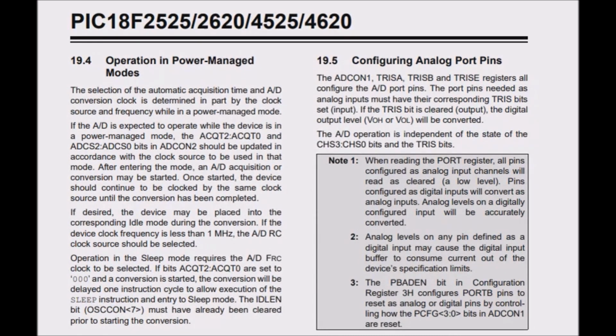Note 3. The PBADEN bit in configuration register 3H configures port B pins to reset as analog or digital pins by controlling how the PCFG3 to PCFG0 bits in ADCON1 are reset.